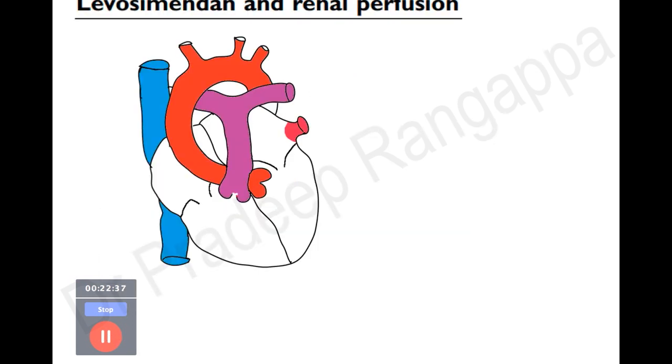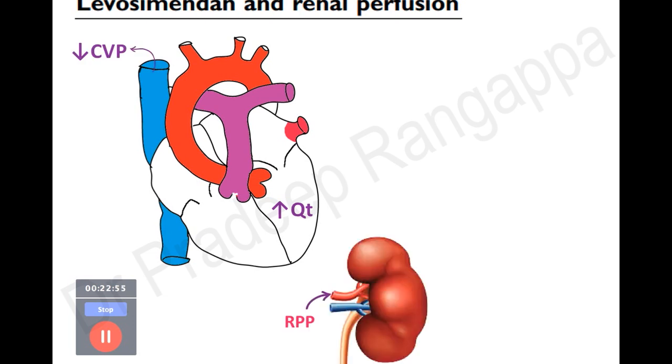Okay. So then we'll move on to whether levosimendan has any effect on renal perfusion, which is very important in our ICU. See, the main tenets for any heart failure where there is cardiogenic shock are to improve the cardiac output, reduce the preload, reduce the CVP, and improve the renal perfusion pressure. So these are the tenets of managing any heart failure, improving the perfusion.